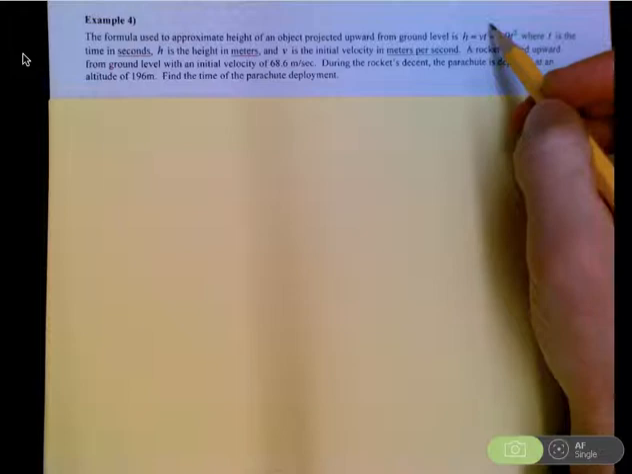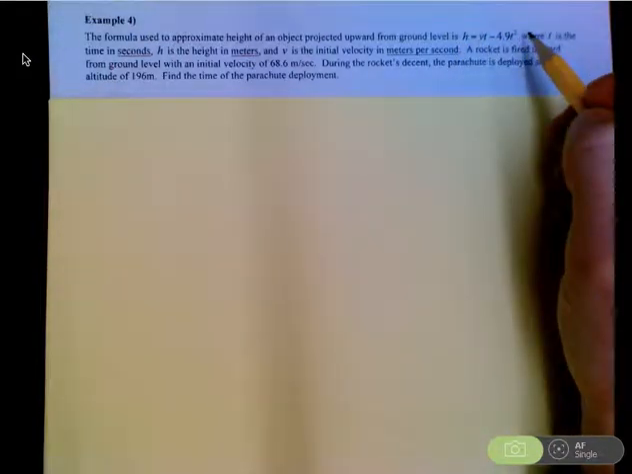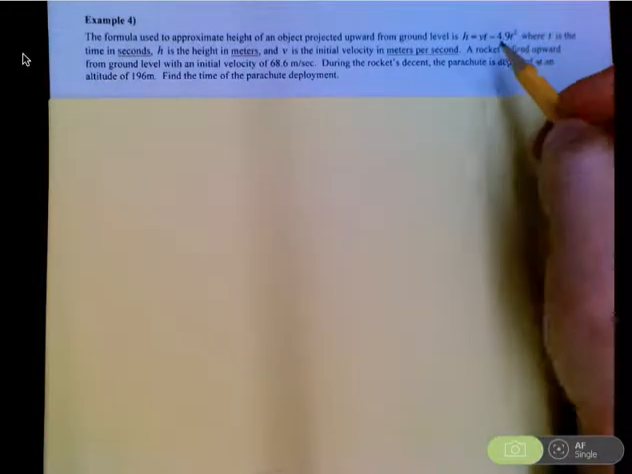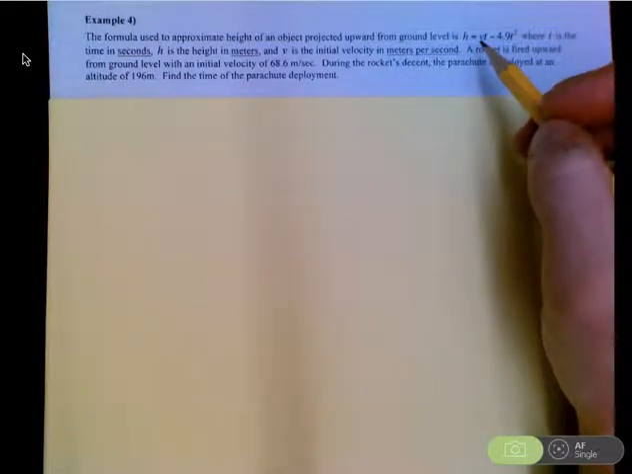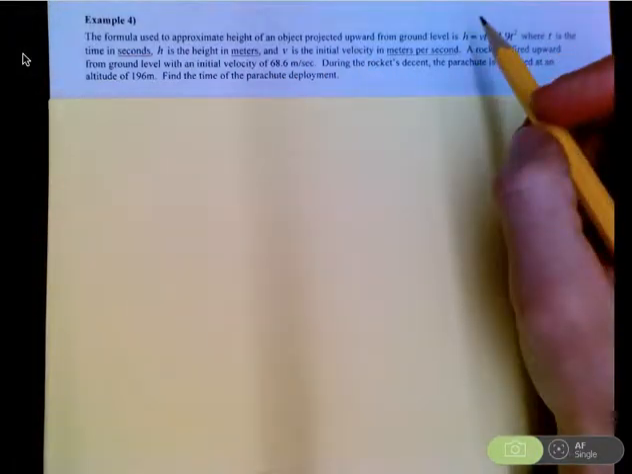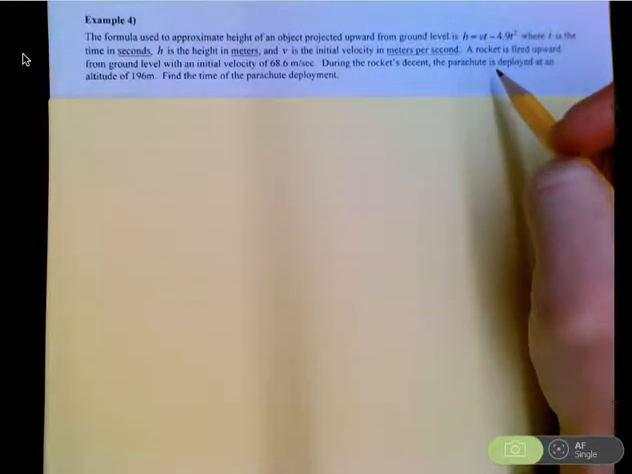All right, example 4. We've got a formula that's used. Oh, so here's the formula from the front side of the sheet that I told you guys weren't going to have to memorize. All right, they're going to be embedded in the problem if you need them. So h is our height, v is our initial velocity, which will have to be given to us somewhere in the problem. It looks like this. T is going to be time, h is going to be height in meters.